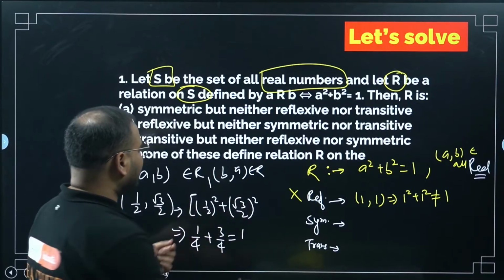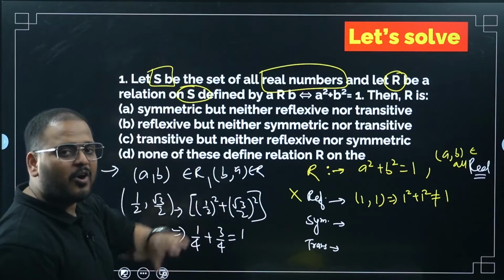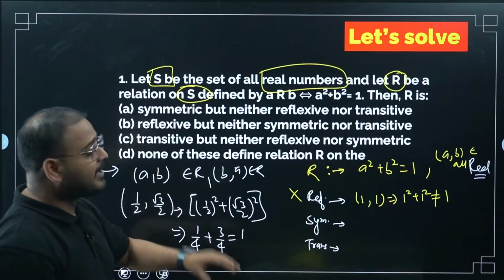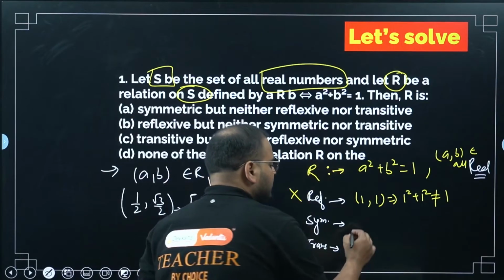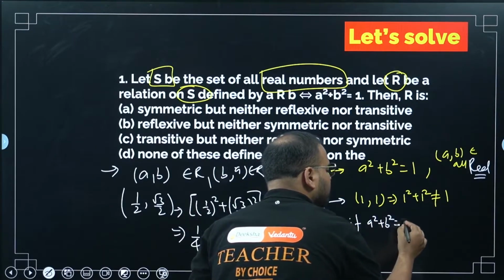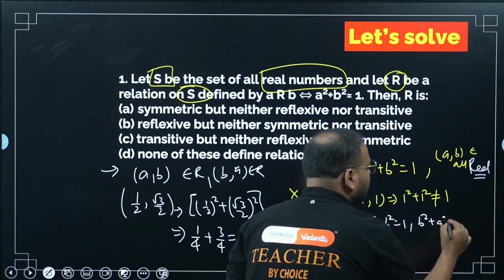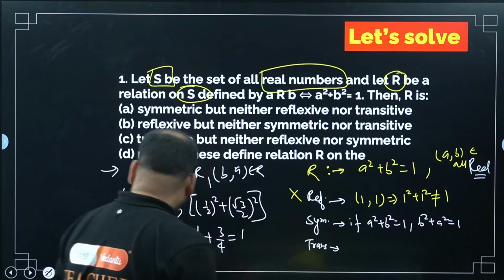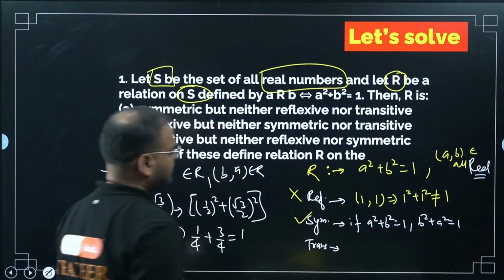So whether I write it as root 3 by 2 the whole square and 1 by 2 the whole square, the order will not matter, right? If A square plus B square is true, the condition is if A square plus B square is equal to 1, then obviously B square plus A square will also be equal to 1. Hence it is symmetric. So symmetric, yes.